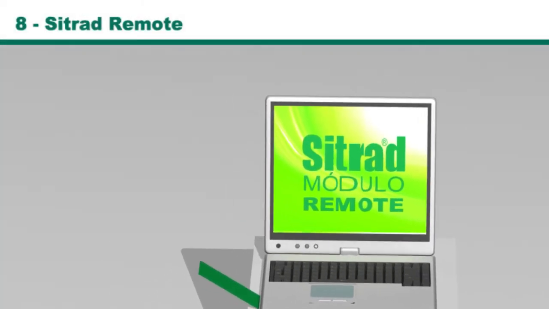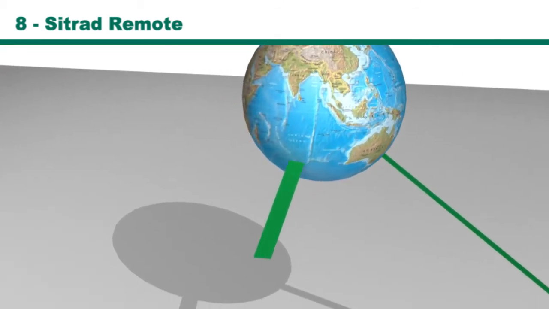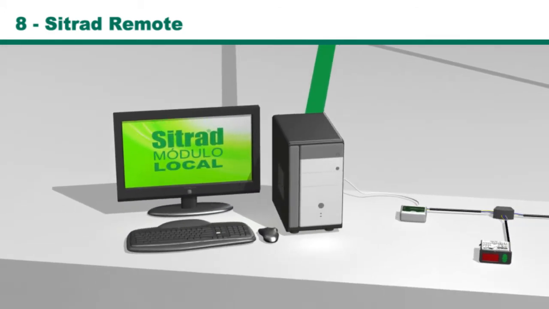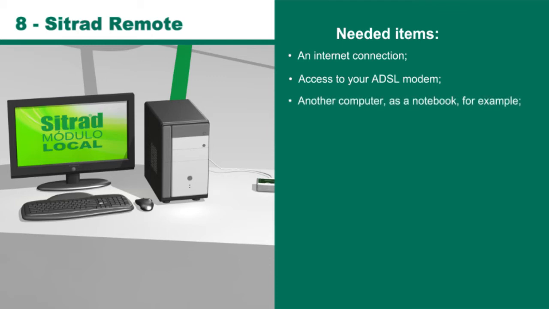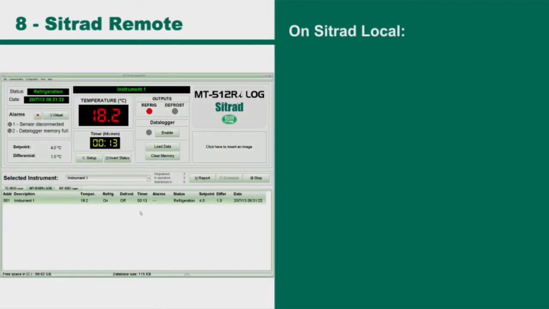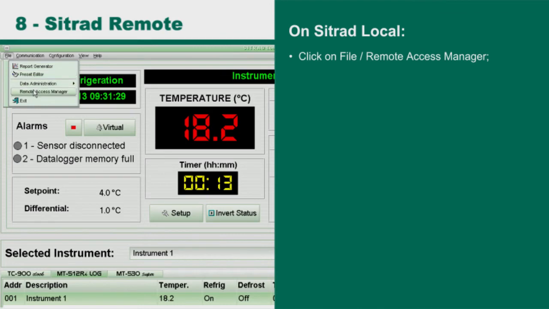8. Sitrad Remote. This remote is installed on the computers that will access the local module via Internet, so it can remotely manage the Sitrad local information, and can be installed at home, on your PC, or in any other computer you want to have remote access to your installation. For this installation, we need an Internet connection, access to your ADSL modem, and another computer, such as a notebook, for example. Remote Access Manager. The Remote Access Manager is responsible for connecting the Sitrad local to the Internet and other modules. Click on File, Remote Access Manager.